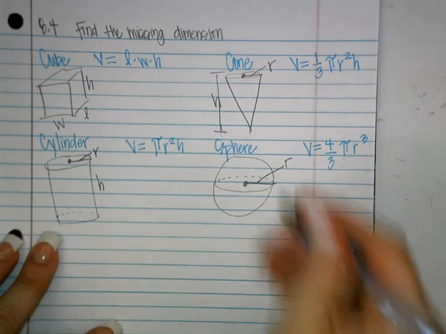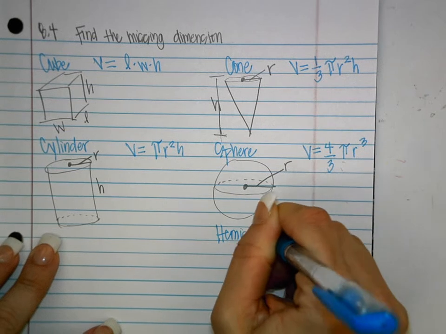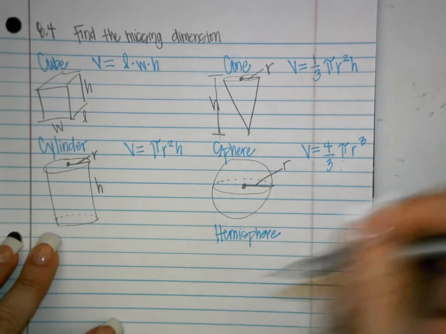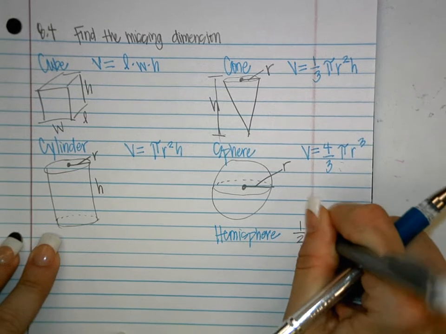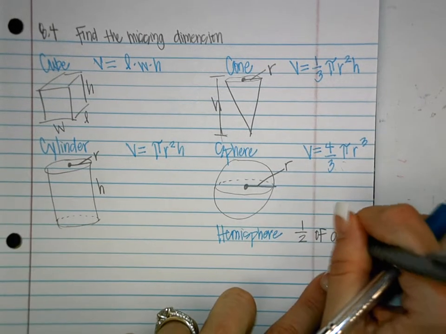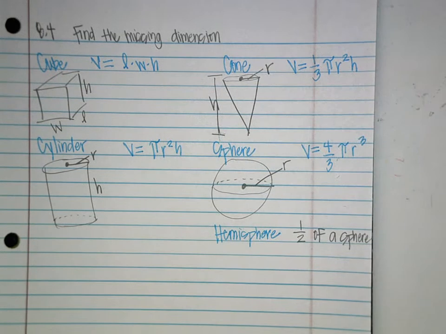Then, how do you find a hemisphere? Hemisphere is what? The volume of the sphere divided by 2. Right. Okay, so it's half of a sphere. Do we have more of these? Nope. Okay, good. So these are your review basically. This is what we're going to be going over today.